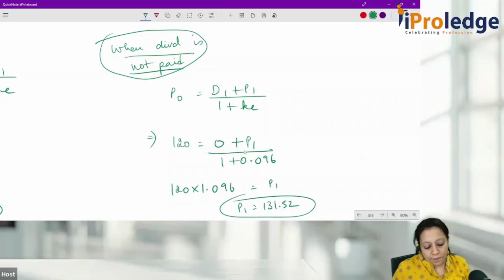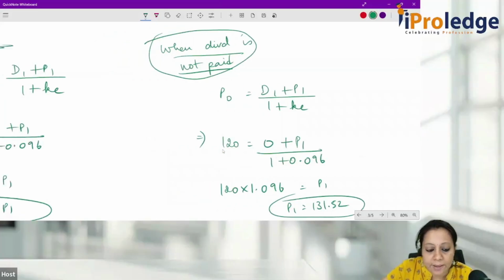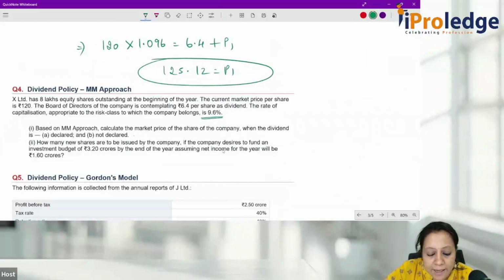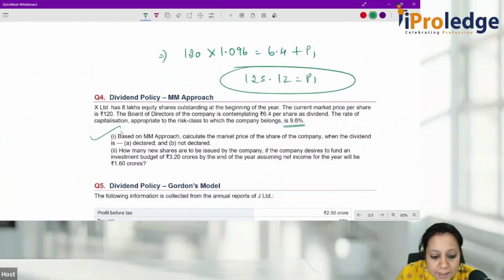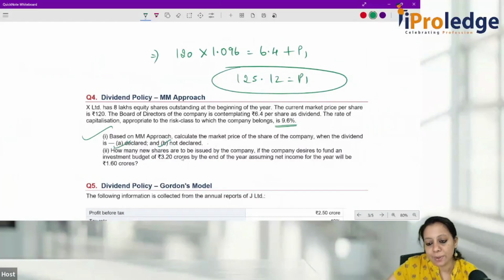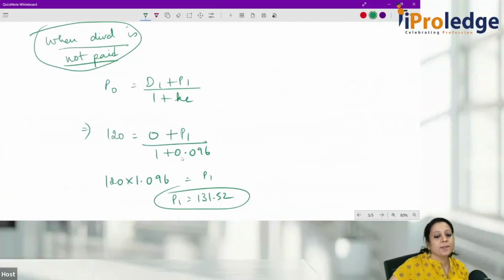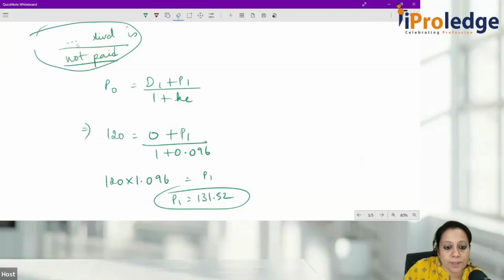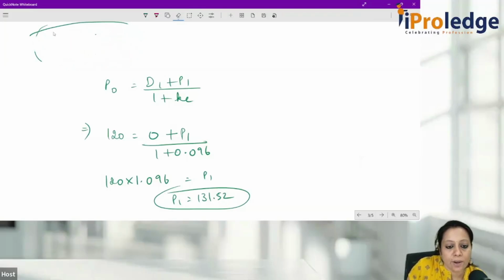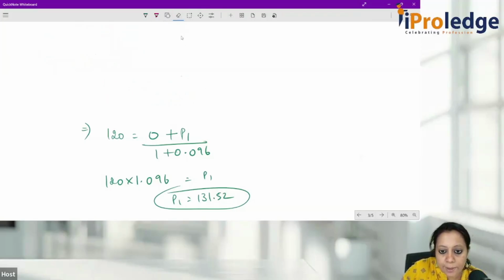So we have calculated the share prices when dividend is paid and when dividend is not paid. Both are over, A and B. Now, how many shares are to be issued if the company decides to fund an investment of 3.2 crores? Now, very simple. Many people are complicating it by learning the formulas. I know that you people will not be doing it. So you can logically think and do it. Now we will see how to go about it.